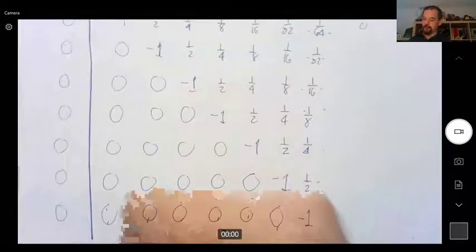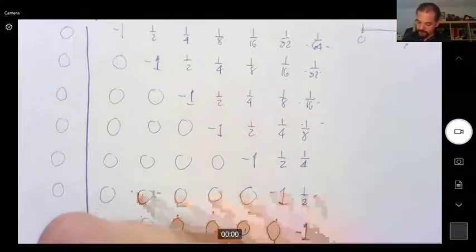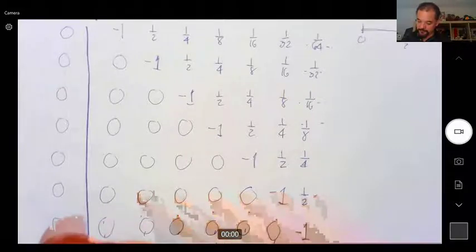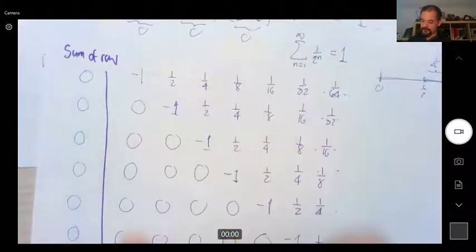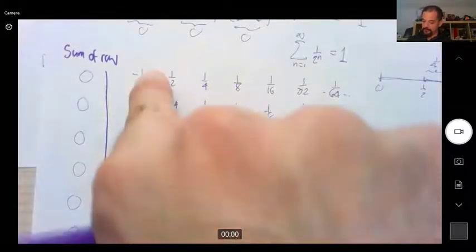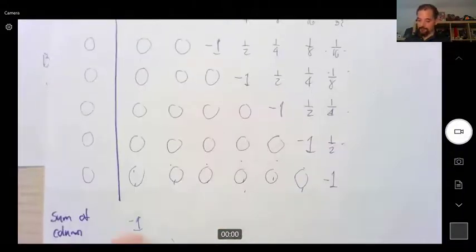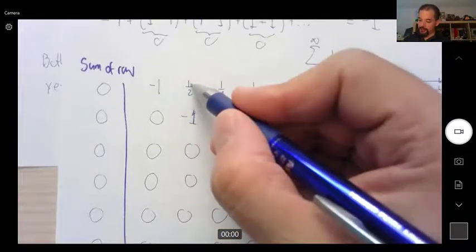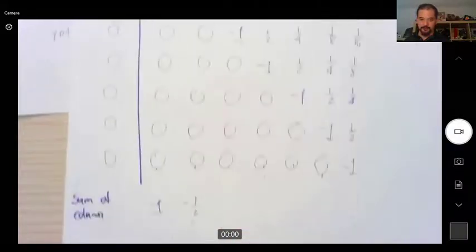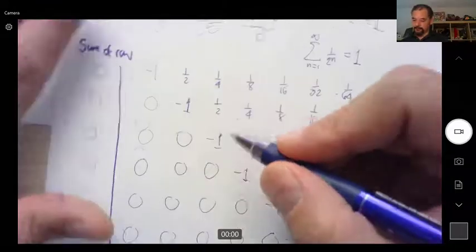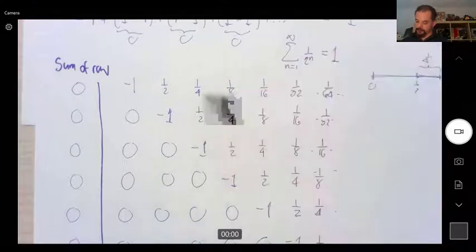Yeah? Now let's go by columns. Now let's add up by columns. So over here now, let me put the sum of the column. Right? So what about this first column? That's easy because there's only a -1 and a bunch of zeros. So the sum is -1. Right? -1. Then for the next one, I have 1 and -1/2 and -1. So the answer is -1/2. Right? The one after that, I have 1/4 and 1/2. That's 3/4. But then subtract -1, so that's -1/4.